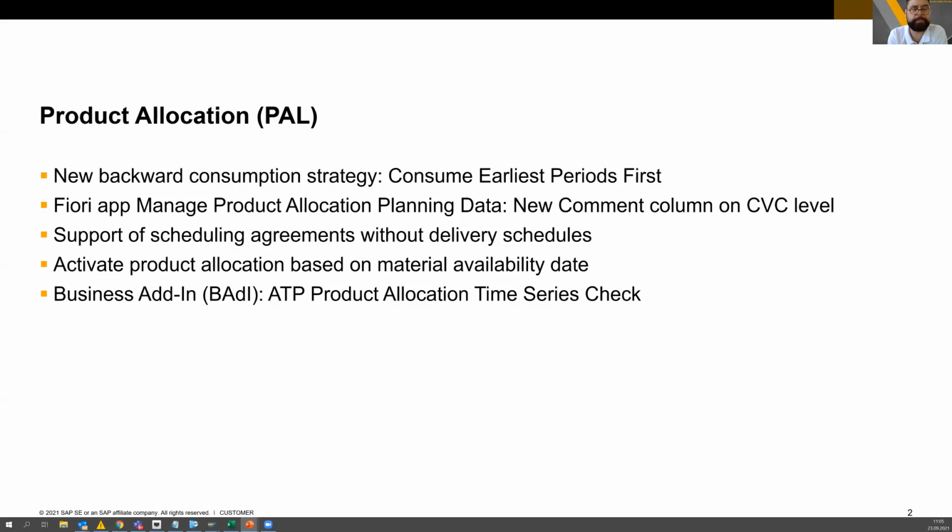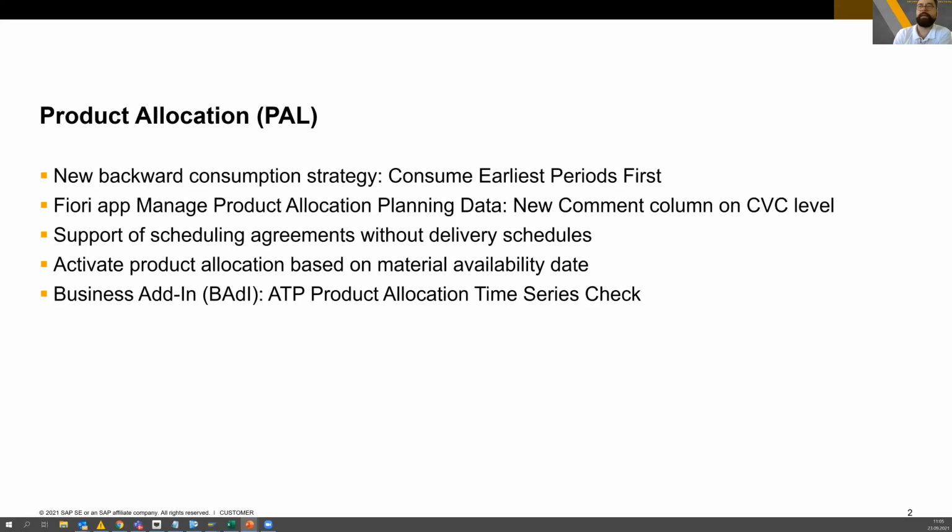but still without the delivery schedule, so without call-offs. The call-offs will hopefully come next year. And we have also enhanced the possibility for the activation a little bit, so that we can do this now on the material availability date, not just on a requested delivery date. And we finally have introduced some BAdIs where you can manipulate the product allocation time series according to your needs.